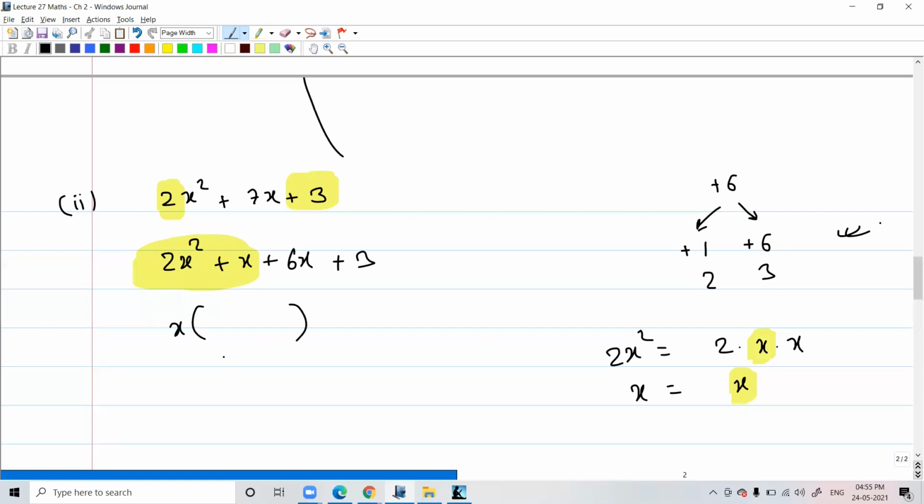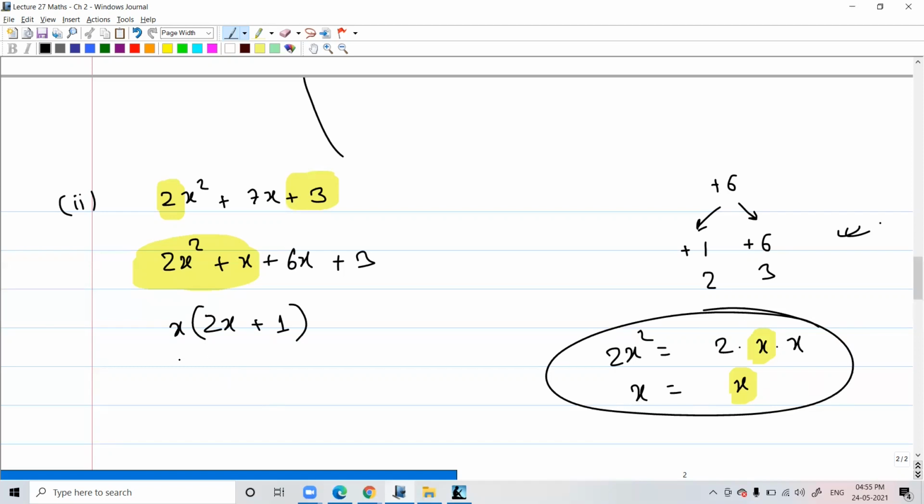And then inside the bracket, what is there? Whatever is left out. So from this 2x squared, what is remaining? 2 is remaining and x is remaining. So you will write it as 2x. And then in this one, only one x was there. Nothing else is remaining. Nothing means 1. So I can take that as plus 1. So from 2x squared plus x, you take x common, and 2x plus 1 is remaining.